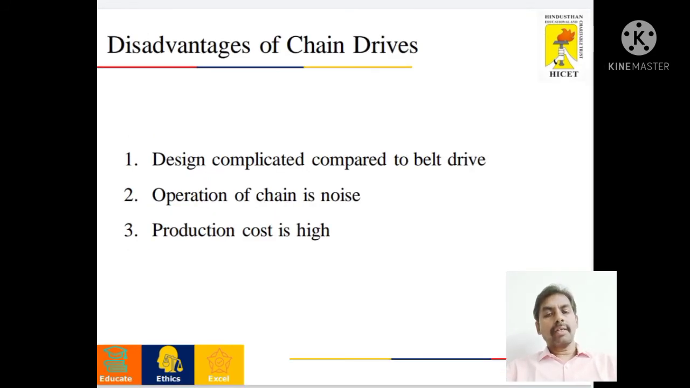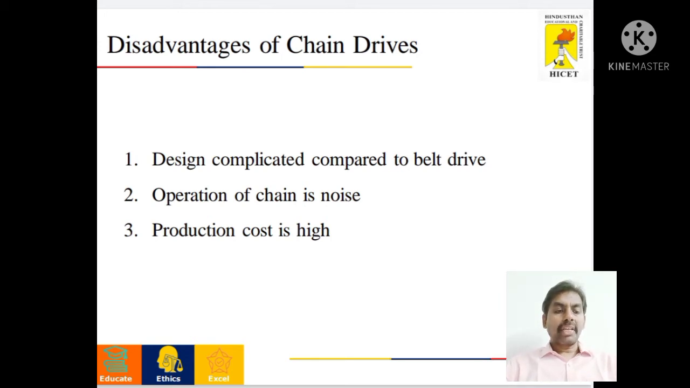Next, we are going to see the disadvantages of chain drive. One is design. The design is very, very complicated. And the second one is operation of chain is noisy and production cost is high. So these are the disadvantages when you're going to use this chain drive.